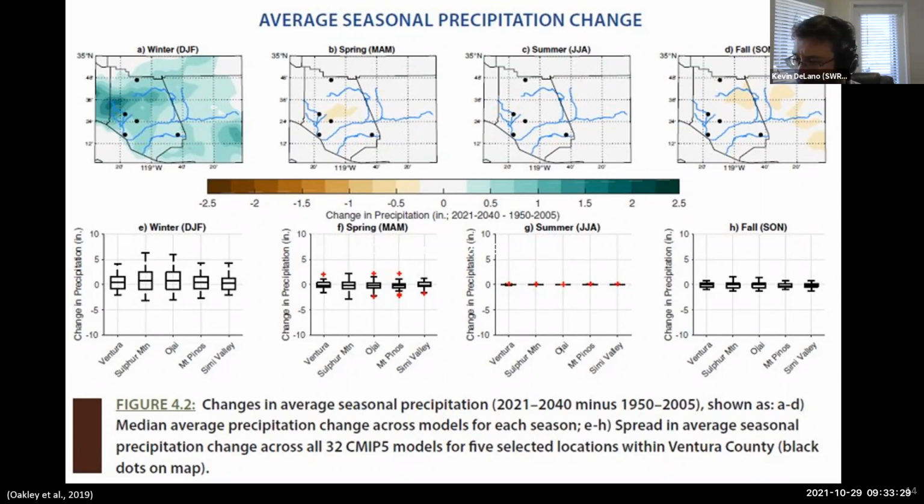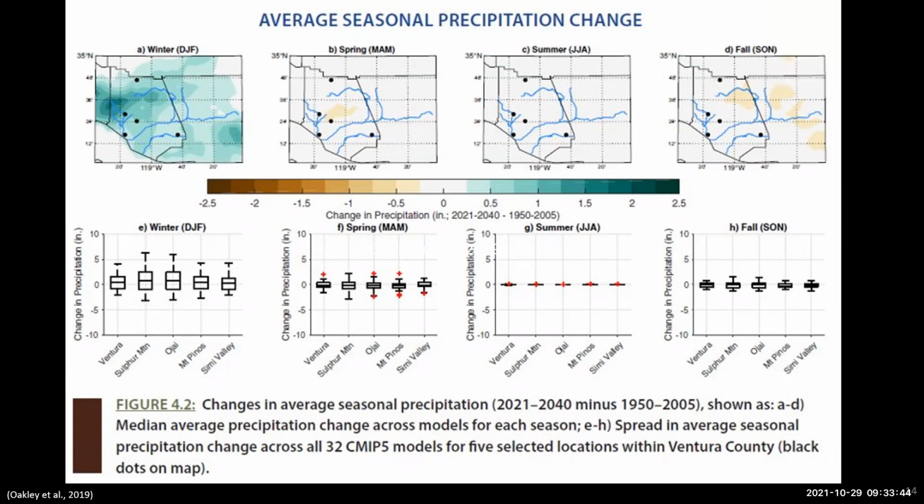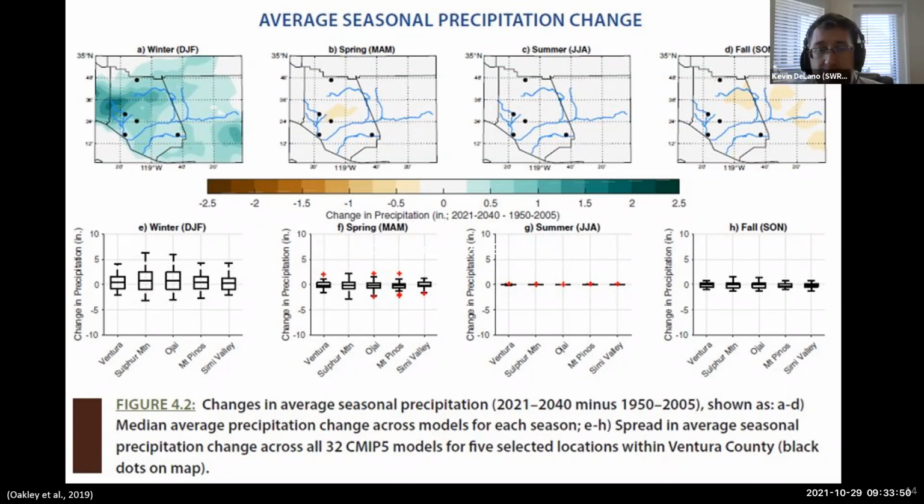There's a question: MAM equals medium of all models. What is the DJF, SON, and JJA? That's a good question. I'm actually not sure. I'd have to look back at the model report. That's just the months that they define their seasons. December, January, February. Yeah. December, January, February, March, April, May, June, July, August, September, October, November. Thank you all. Good question.